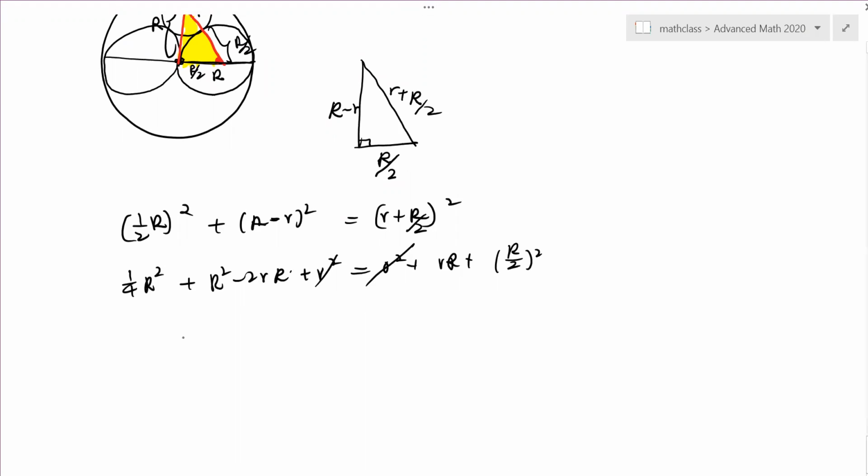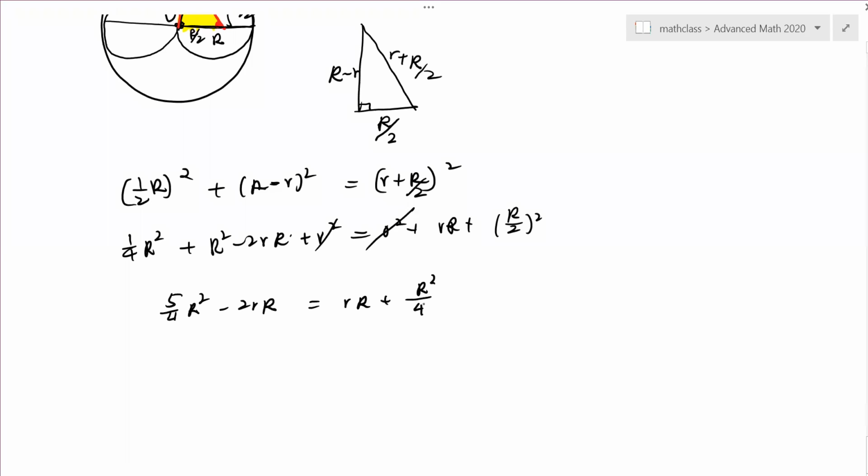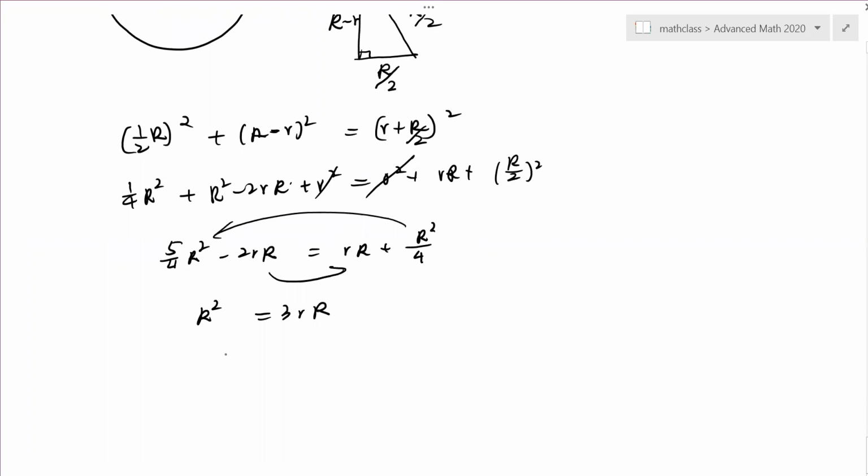The left-hand side is going to be 5 over 4 R squared minus 2 little r. Okay, so right-hand side, here's R squared over 4. So I move this to the left-hand side, this to the right-hand side, so I get capital R squared and 3 little r, right? Then it's clear that, okay, just recall 1/3. Good. So we solved the problem.